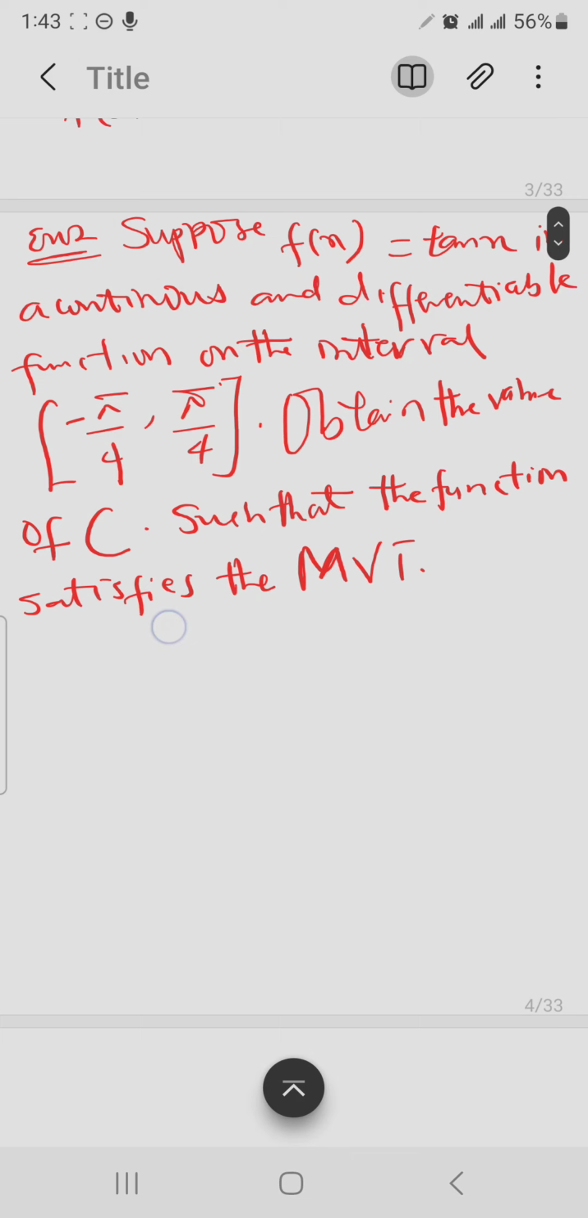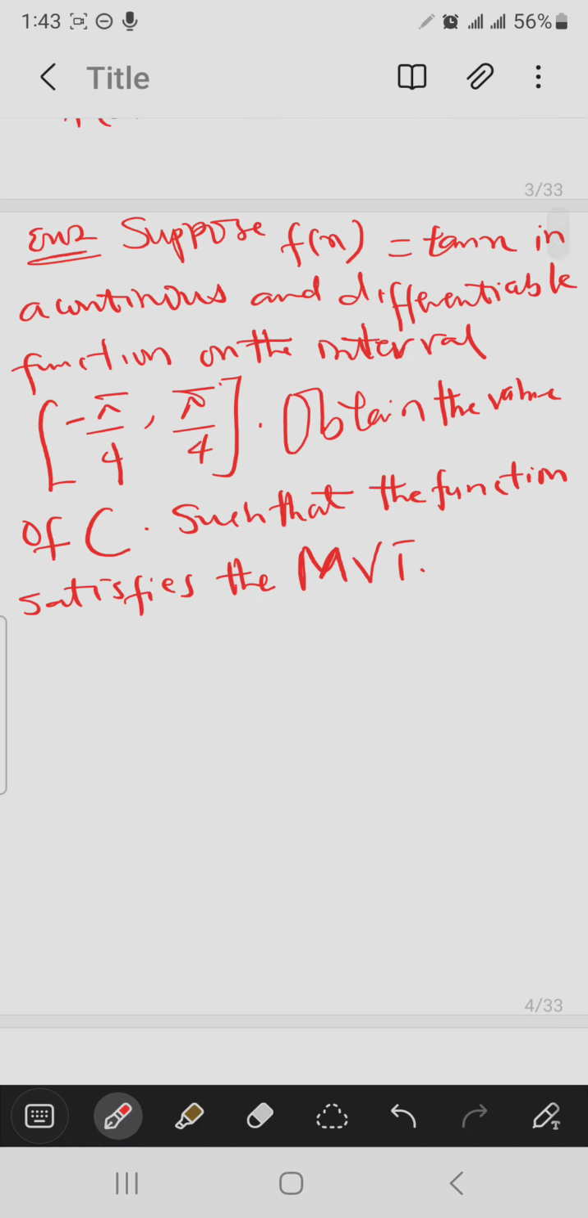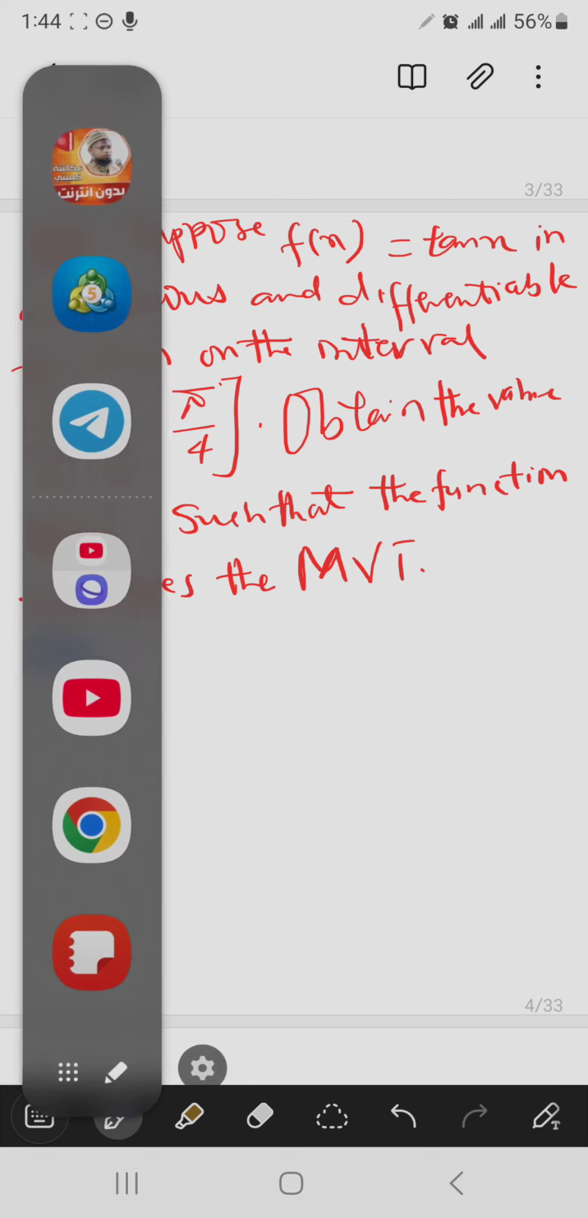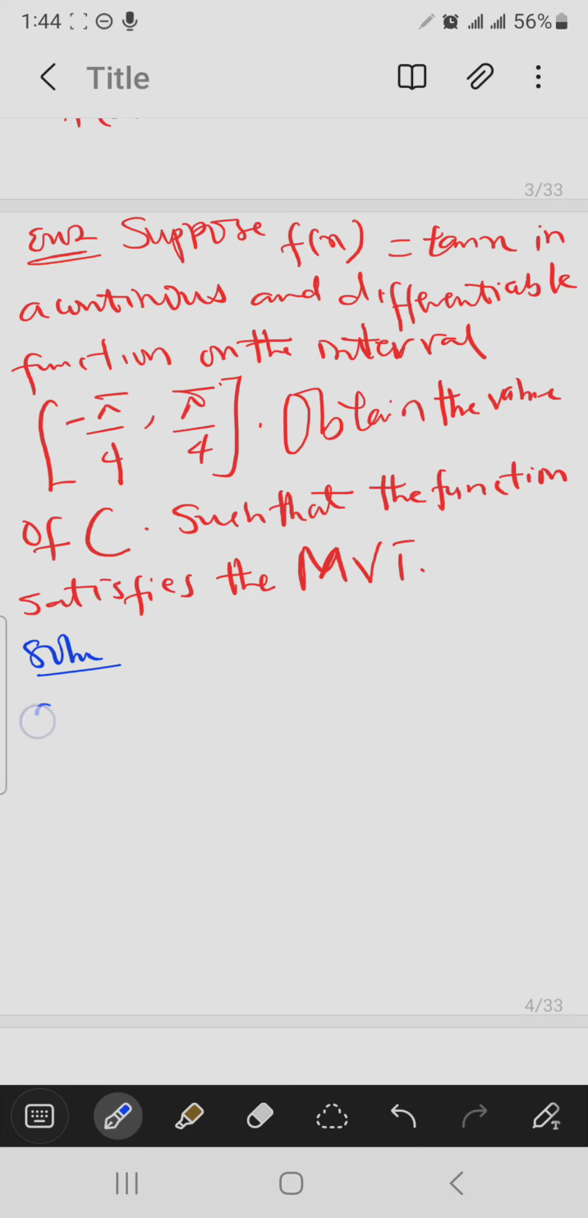Now, question number 2. The question states that suppose f of x equals tan x is a continuous and differentiable function on the interval minus pi over 4, comma pi over 4. Obtain the value of c such that the function satisfies the mean value theorem, MVT. So now when we want to do this type of question, let's say solution. The function here is tan x, and the interval is minus pi over 4, comma pi over 4. So we don't need to disturb ourselves. This one is going to be A, this one is going to be B, that's all.